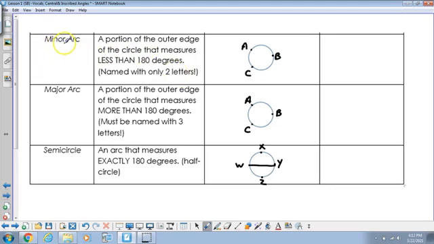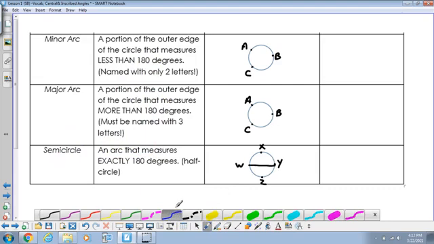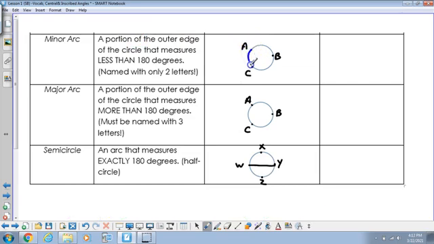A minor arc is like it sounds, small. It's a portion of the outer edge of the circle that measures less than 180 degrees. A major arc is a portion of the outer edge of the circle that measures more than 180 degrees. So minor is less than half a circle. Major is more than half a circle. We'll talk about naming in just a moment. And a semicircle is an arc that measures exactly 180 degrees. We name them differently because they represent different things. For a minor arc, if we just wanted to connect this point here, like from A to C, just this short distance here, it is less than 180 degrees.